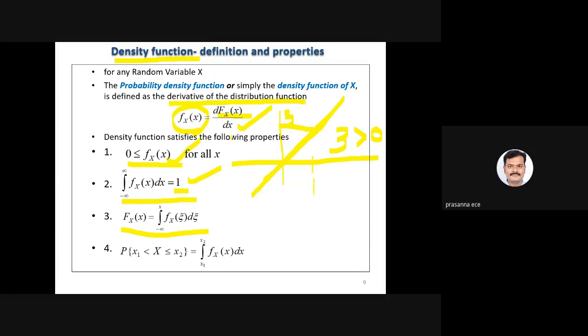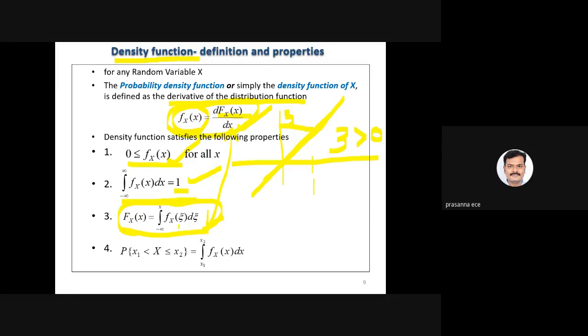So it is the reverse of this definition. We have defined the density as the derivative of the distribution function. So we are just inverting the definition and saying that the distribution function is the integral of our density function. Okay, so these two are just reverse of each other, right? Here we are saying the density function is the derivative of the distribution function. Here we are saying the distribution function is the integral of the density function.